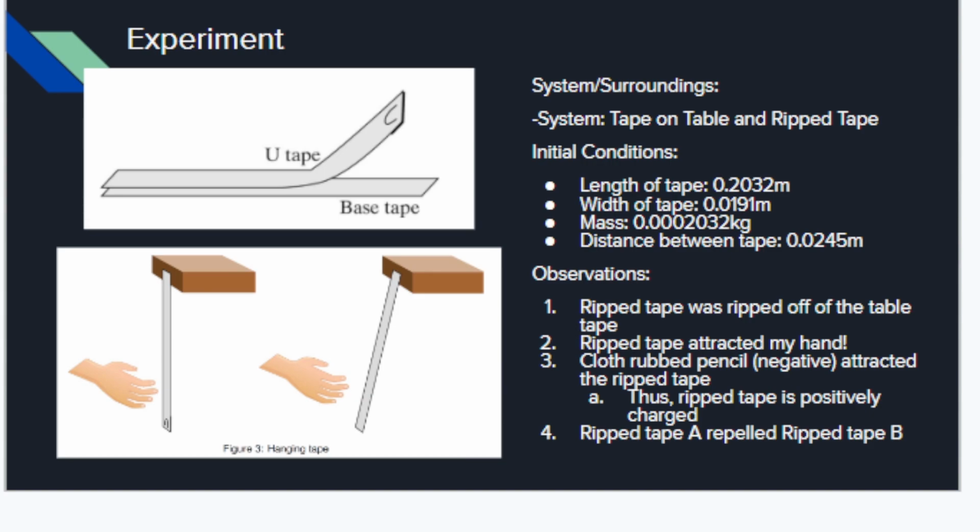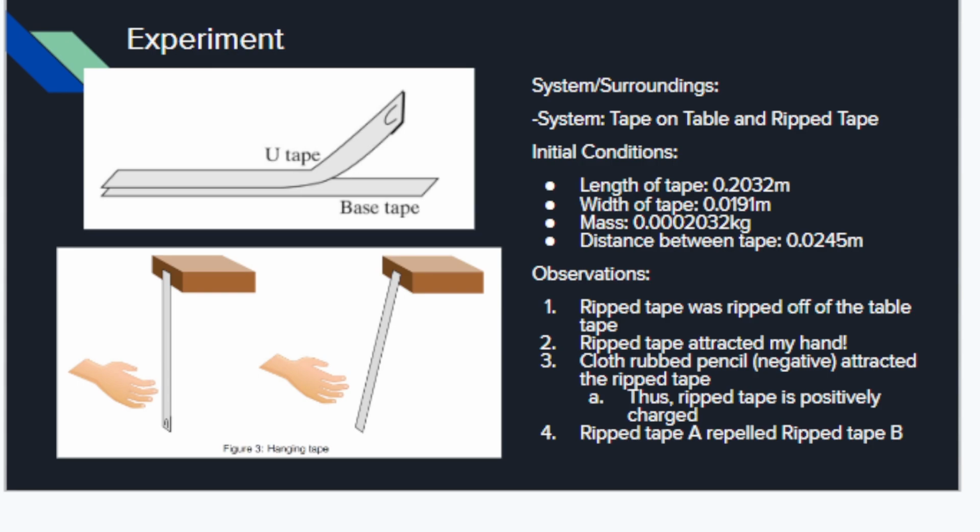Our initial conditions via measuring tape were that the length of the tape was 8 inches or 0.2032 meters. The width of the tape was roughly 3/4 of an inch, which I also converted to meters. And then the mass of the tape was just the length of the tape divided by 1,000. The distance between the tape, of course, was 0.0245 meters.